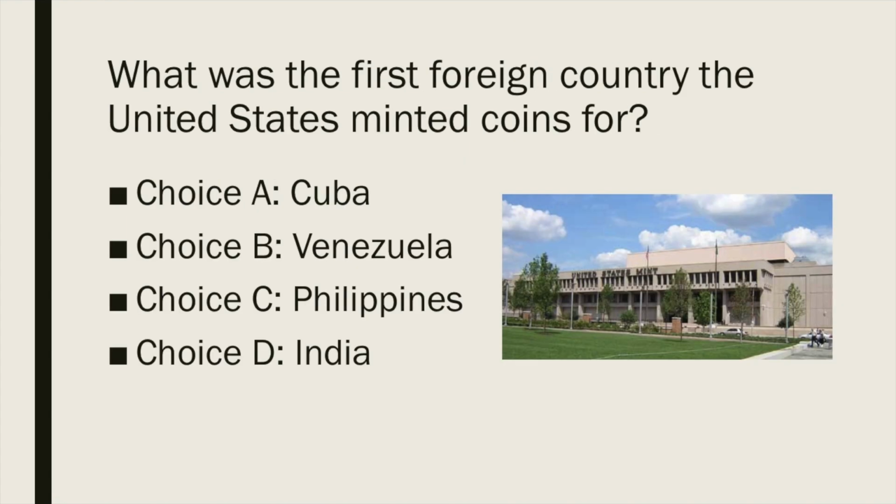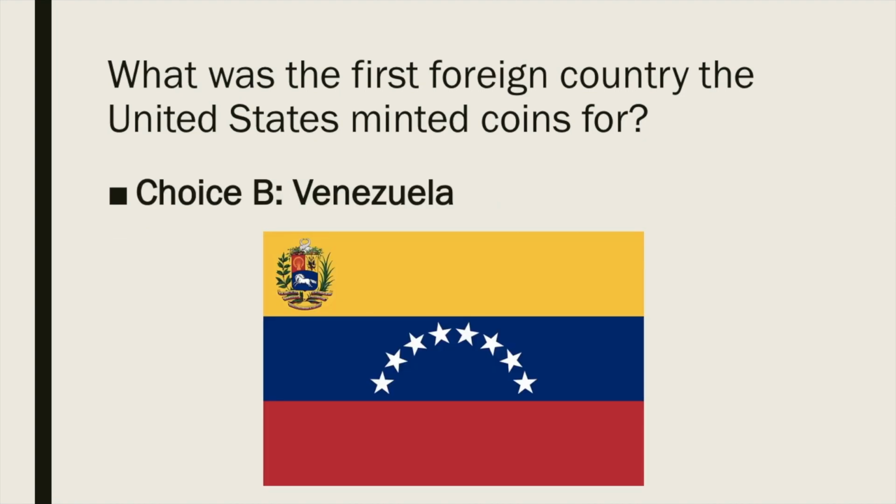Another question here is, what is the first foreign country the United States minted coins for? Fun fact is that I think we're up to 40 or 40-plus different countries that we've done this for, but choice A is Cuba, choice B Venezuela, choice C is the Philippines, and choice D is India. And the answer is choice B, Venezuela. I think that we started in 1875, I want to say, but it was a long time ago, and Venezuela was the first that we did it for.